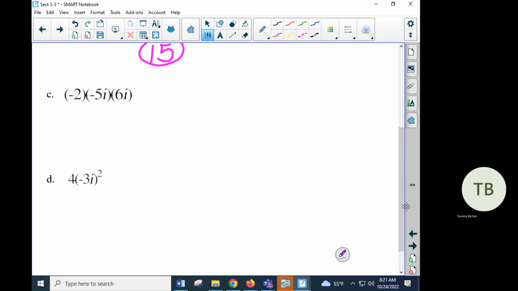Now here, notice we have a negative times a negative, and a negative times a negative is positive. And then we have 2 times 5, which is 10. 10 times 6 is 60. And then we have i times i, which is i squared. So the i squared again is a -1. So that is -60.